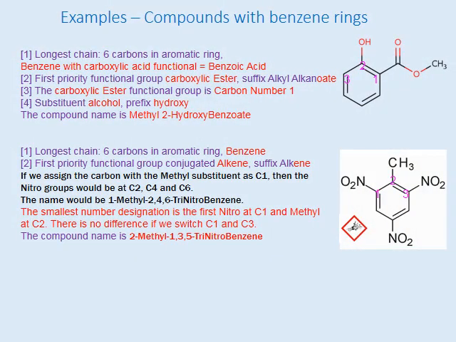Next we have another polysubstituted benzene. All the groups attached to this compound are very low in the priority list. So this compound gets benzene as the main chain name and all the groups attached to it are named as substituents. The carbon numbers are assigned as to have the largest possible number of substituents with the lowest possible designation numbers. The compound name is 2-methyl-1,3,5-trinitrobenzene.